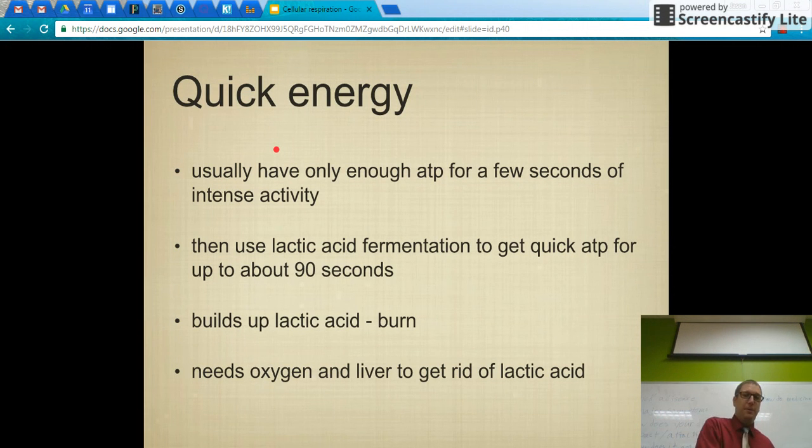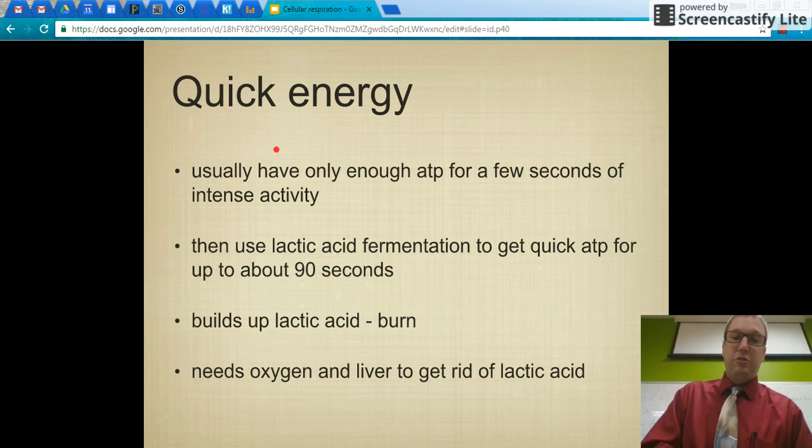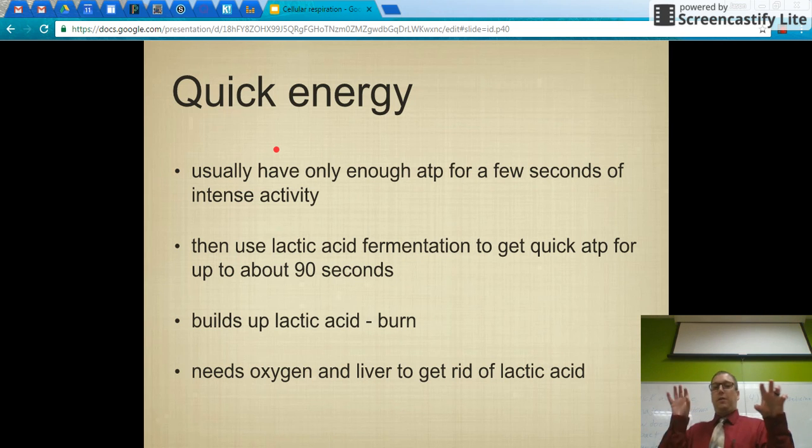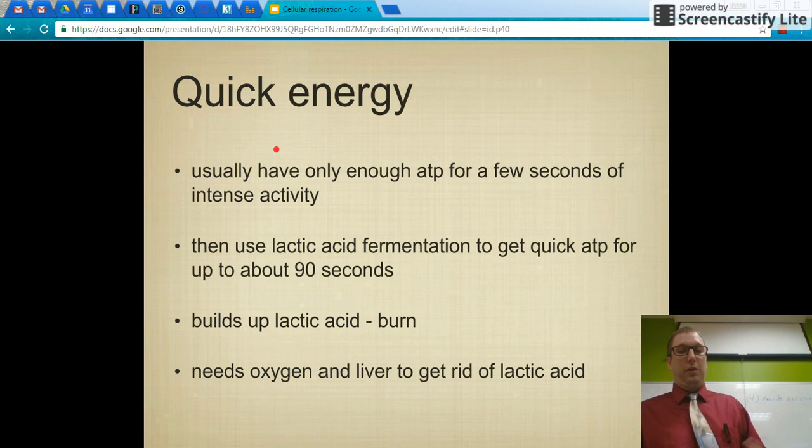So for quick energy, usually like a short sprint, you'll use all the ATP we have stored up. Up to about 90 seconds, you're going to use lactic acid fermentation because there's not enough oxygen in your muscles to continue to do aerobic respiration. So you do glycolysis, then lactic acid fermentation, so you can keep doing glycolysis. This builds up lactic acid and gives that burning sensation in your muscles. So we need to transport that lactic acid to the liver to get rid of it.